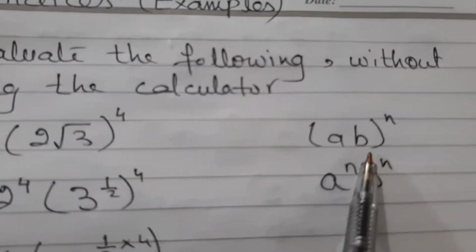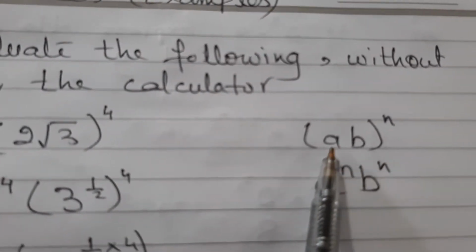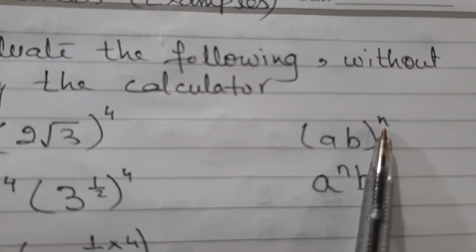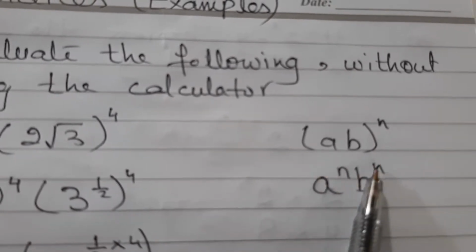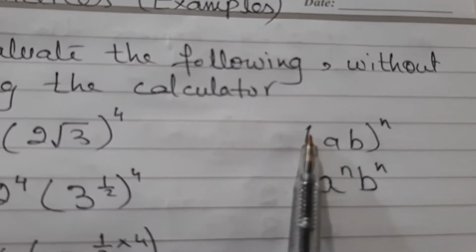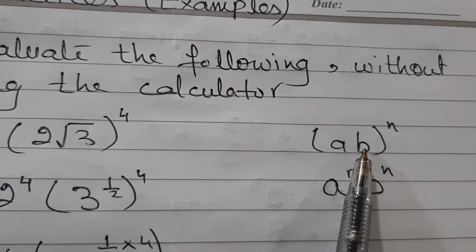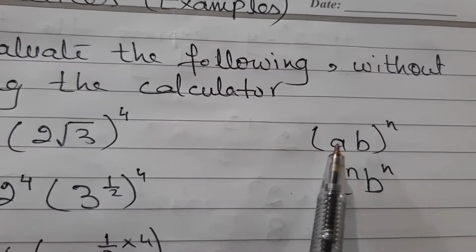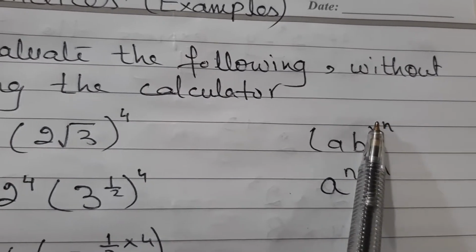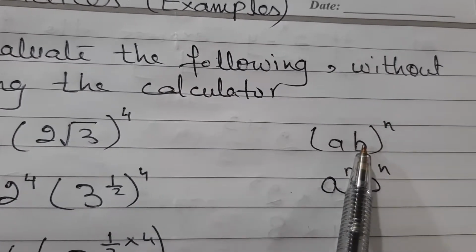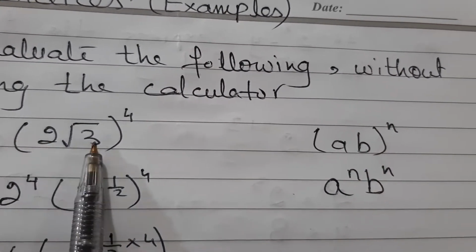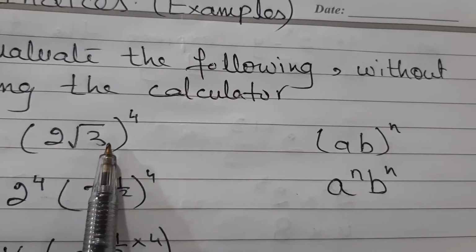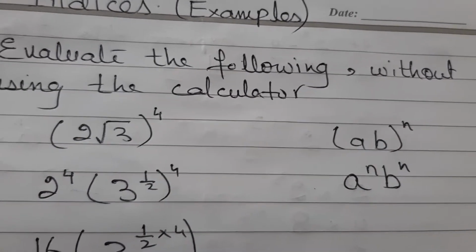Here recall, when two numbers are multiplying and they have an overall power, the power is applied on both the numbers, a and b. So whatever the terms are here, it will be applied on both. I do not mean to say that if it is 2 times 3, then n will be applied on 2 and n will be applied on 3. When the numbers are multiplying here, this is 2 times root 3, right? Okay.